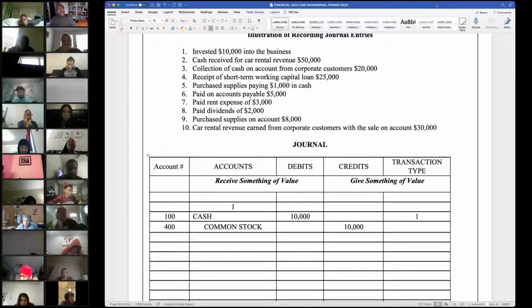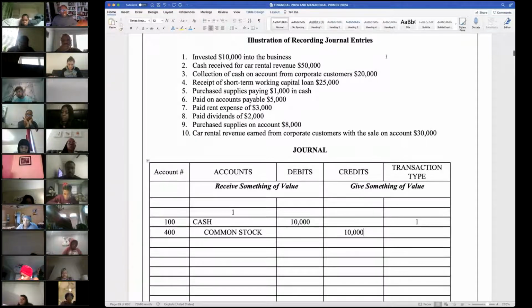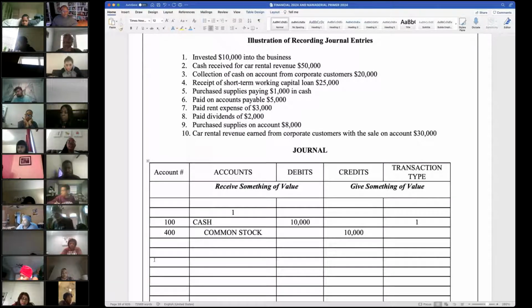All right, let's look at number two, cash received for car rental revenue. So this is cash coming in, so we know what? Transaction. Debit. So in journal entry two, we're saying that it's a type what, two? What are we debiting in a type two? Cash. You're going to debit cash.